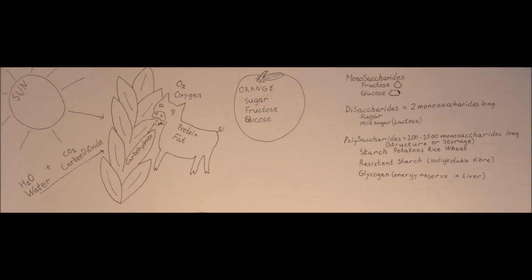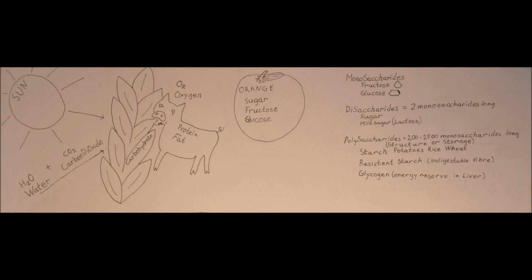Carbohydrates come in several shapes. One molecule long are monosaccharides: fructose and glucose. Two molecules long are disaccharides: sugar and lactose. Polysaccharides are 200 to 2,500 monosaccharides long. They are used as structure or storage.